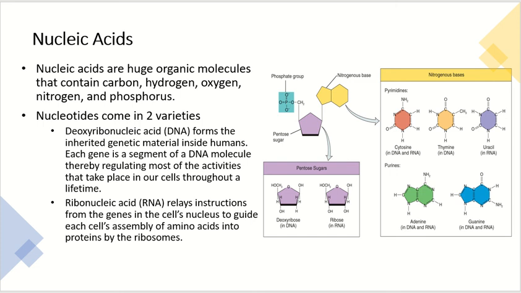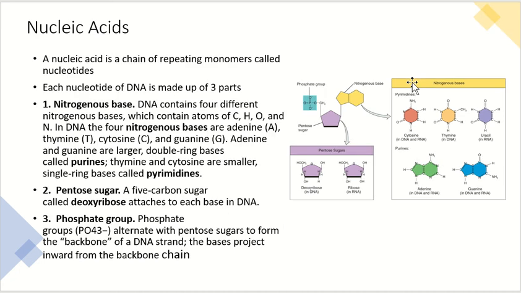So, anyhow, nucleic acids, these are important. So we have two different types. So, yeah, never mind. Getting ahead of myself. So a nucleic acid is basically just going to be a chain of repeating monomers called nucleotides. And each nucleotide of DNA is made up of 3 different parts.